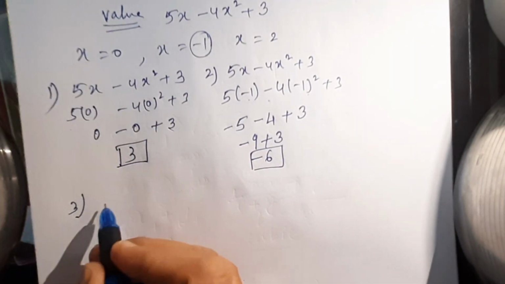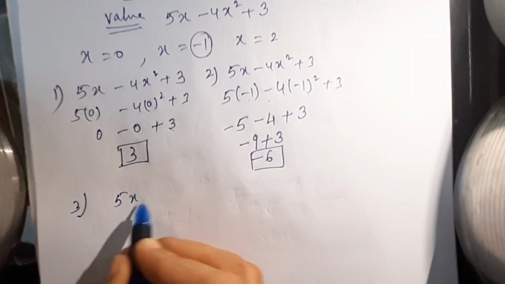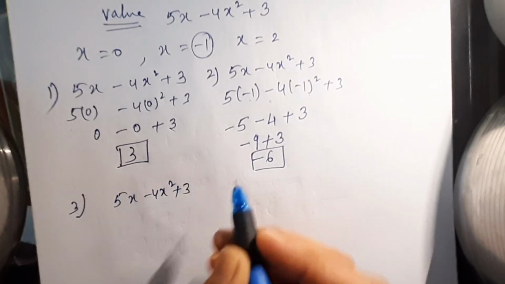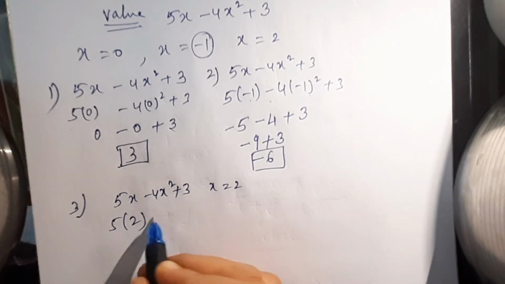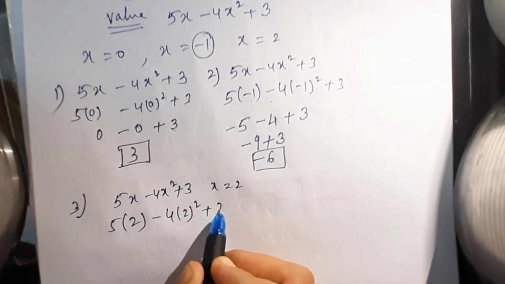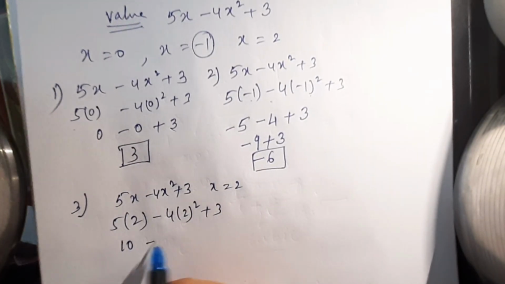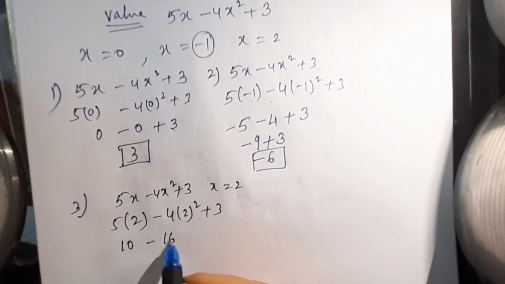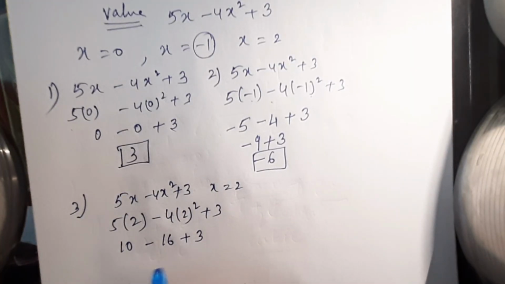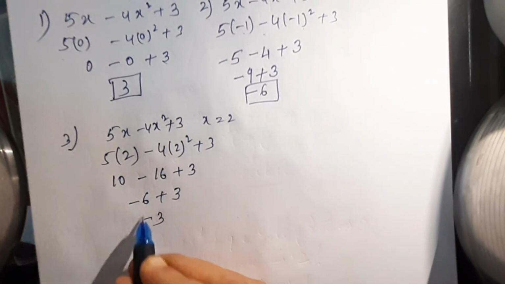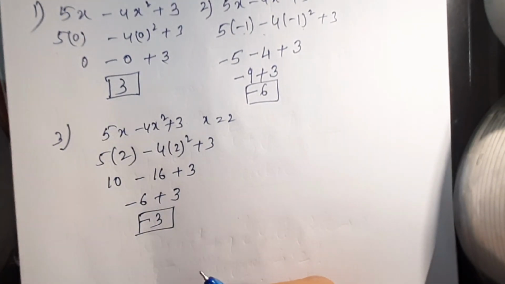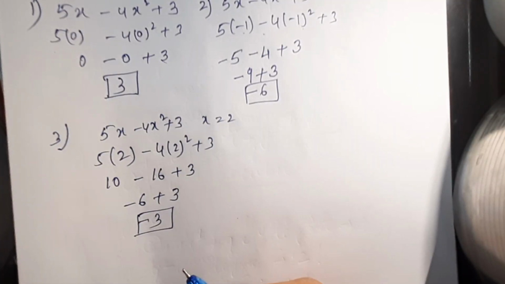Now the third question, again the same polynomial, we are replacing x with 2. So it is 10, 2 to the 4, 4 4s are 16, plus 3. Now 10 minus 16 is minus 6 plus 3. Minus 6 plus 3 is minus 3. So these are the values of the polynomial which we are getting if we use the different values of x. Now the next question.